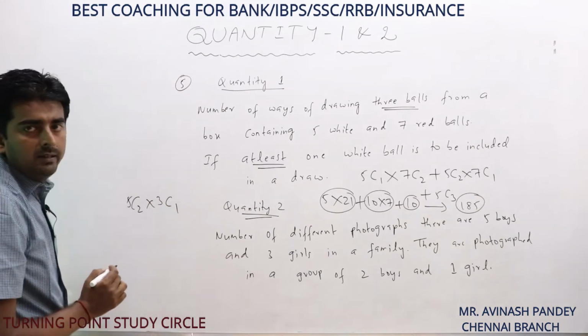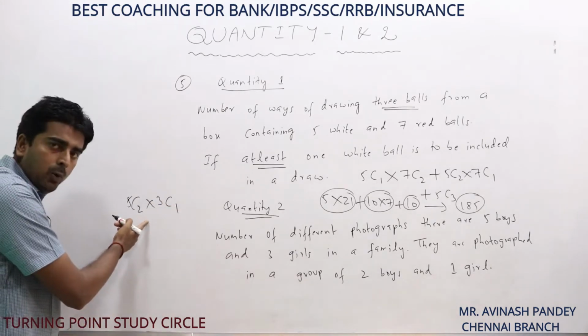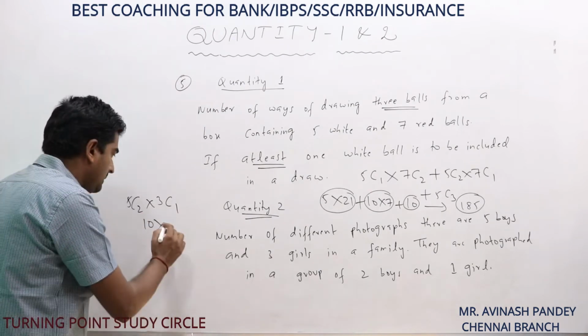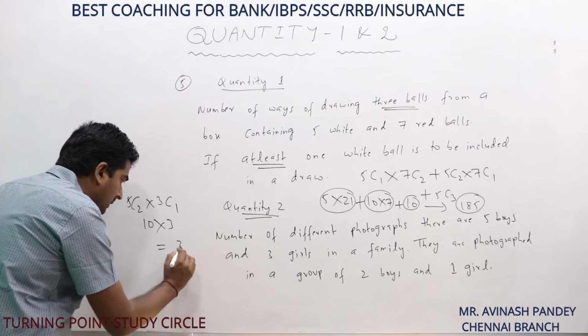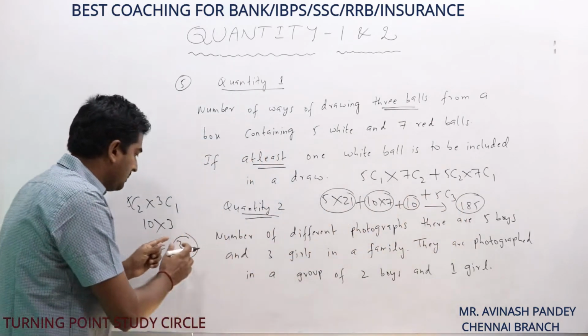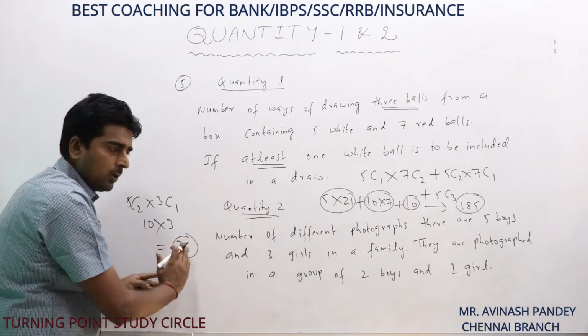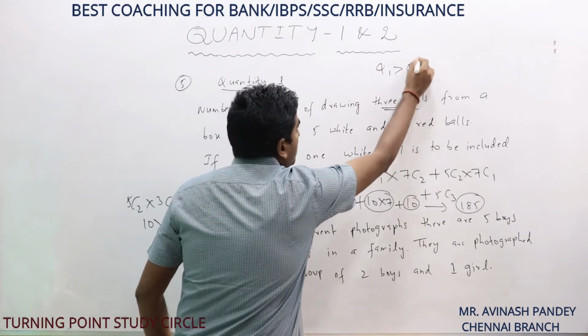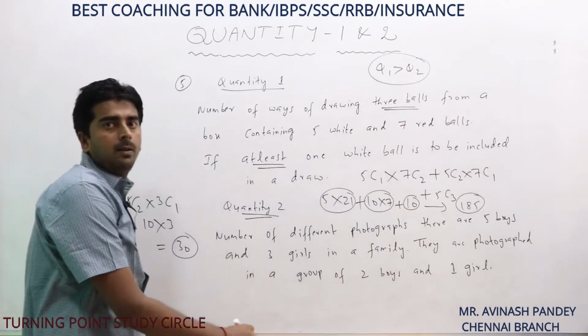So what is the meaning of 5C2? It is nothing but again 5 into 4 by 2, which is nothing but 10, and 3C1 is nothing but 3. So my answer is 30. So quantity 1 is nothing but 185 and quantity 2 is nothing but 30. So quantity 1 is greater than quantity 2. So my answer is nothing but Q1 is greater than Q2. This is my answer. Okay.